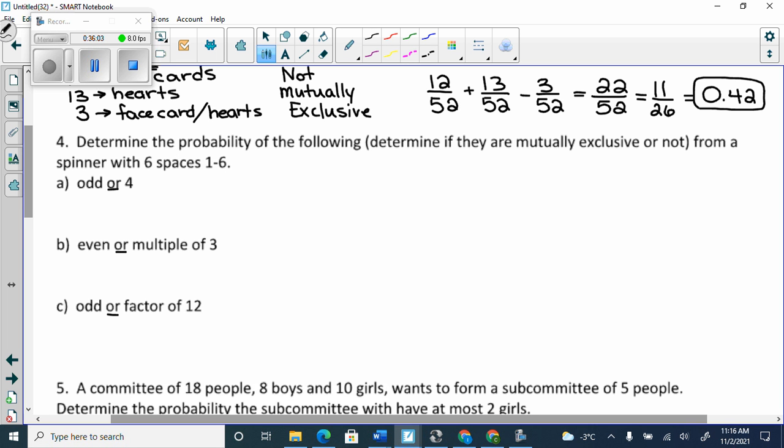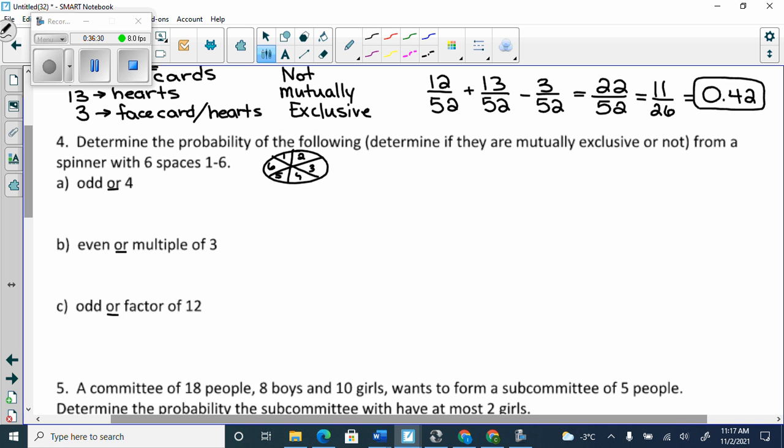Spinner with 6 spaces, and they'll say equally sized spaces. They'll always say that, because if it's not equal sized spaces, the probability wouldn't be equal for each one, right? Which would make a totally different ballgame. So we have a 6-sided spinner. That was a bad decision. Okay. Pretend those are even. 1, 2, 3, 4, 5, 6. We agree. Okay. So we want odd or 4.